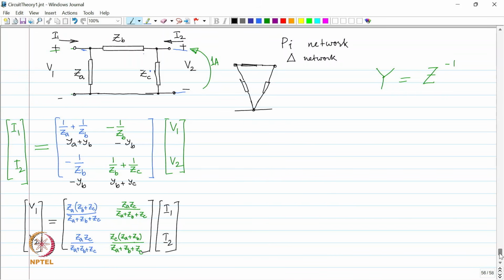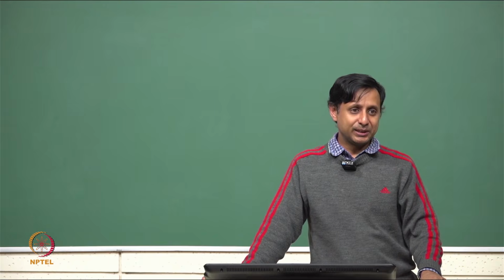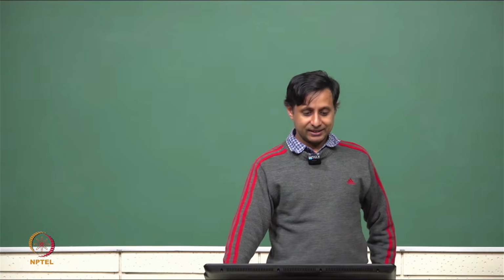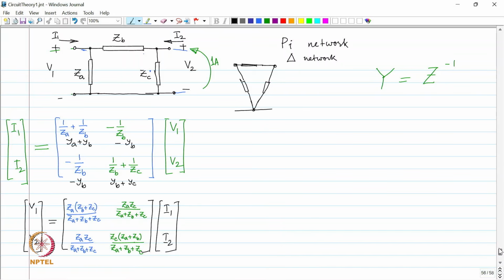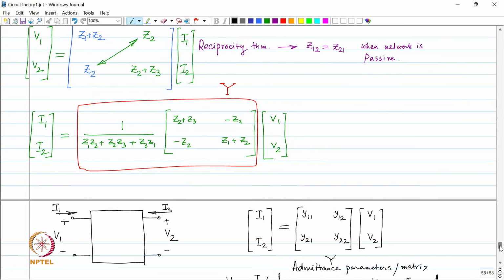Fine. If the Z is equal to the Z, then the Y is also going to be equal to the Y, because Z and Y are inverses of each other. All right. So, let us do a comparison with the Z. This is the Z of the pi network, and the Z of the T network I will cut and paste over there, so that we can do a comparison.